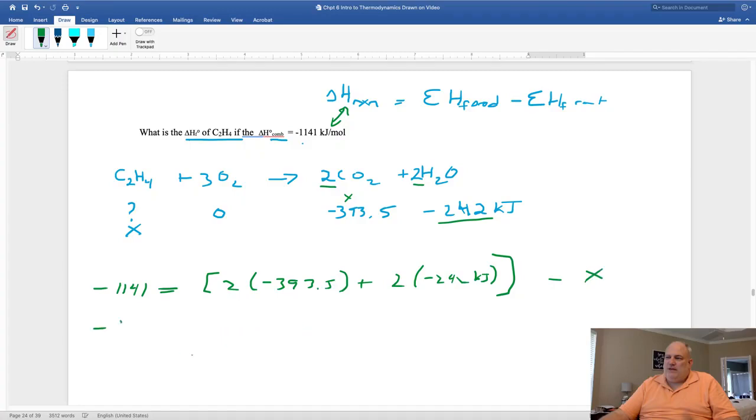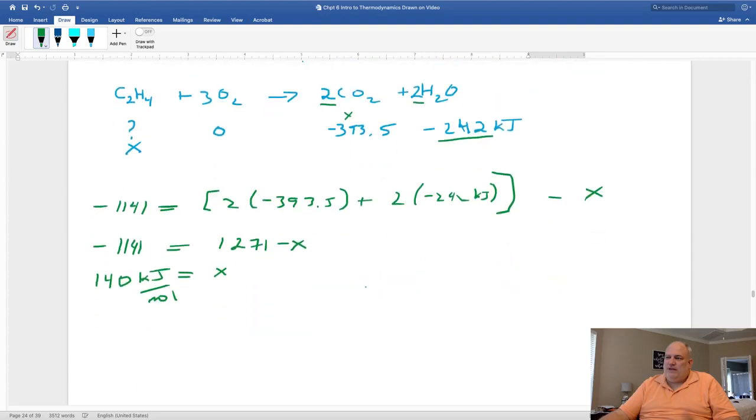Now, if I just want to simplify this as a math problem, it's going to be 1,141 is going to be equal to, and all the stuff here, I mathed it beforehand, is going to be 1,271 minus x. And if you rearrange this, you're going to end up with your x being equal to 140 kilojoules per mole. Again, I didn't put the units in because I'm having such a hard time with the writing.